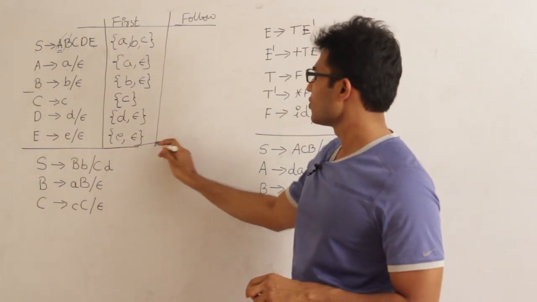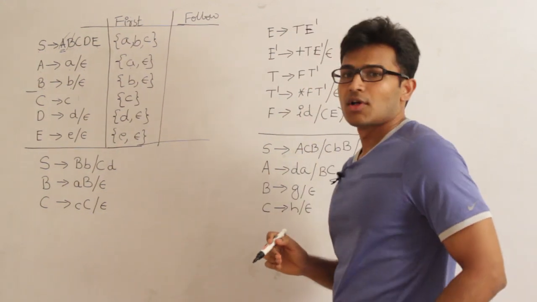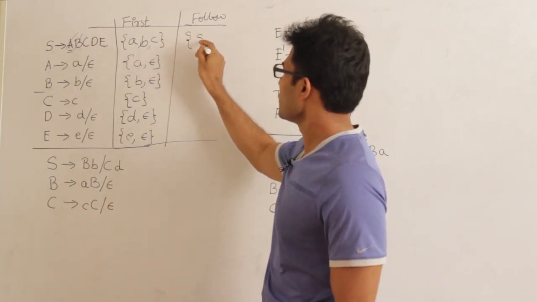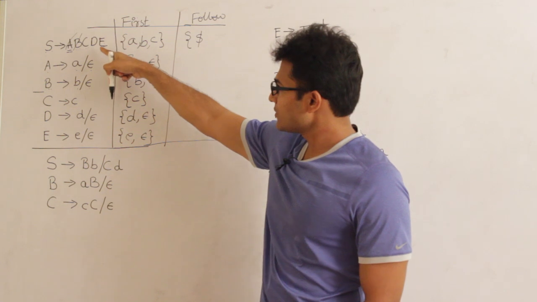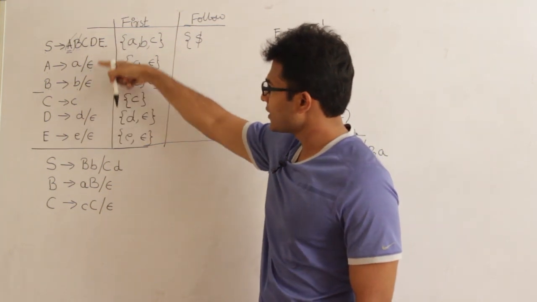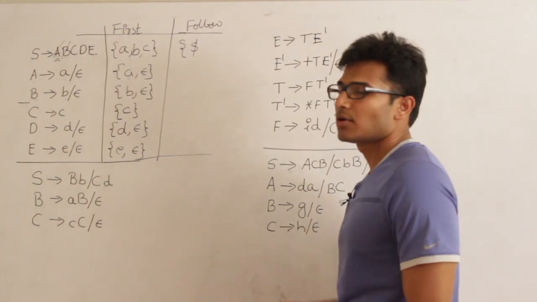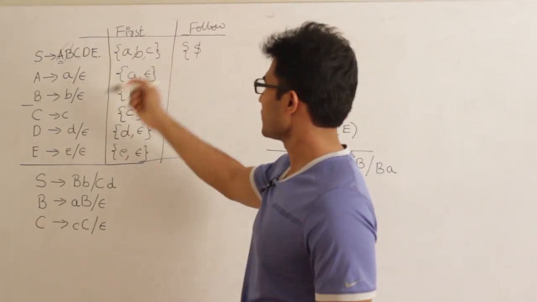Next one is follow. What is follow of S? Always follow of start symbol is dollar. Dollar we are going to write it. And if you see S anywhere on the right hand side, then also we are going to write it. But there is no S in the right hand side, so we need not worry about it.